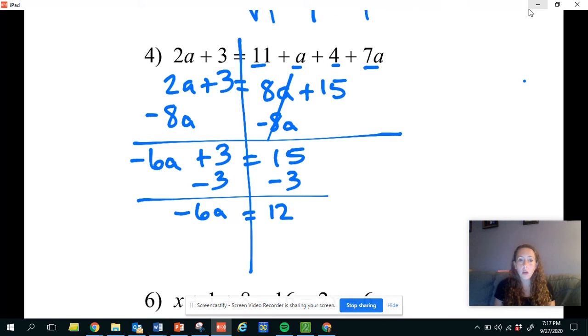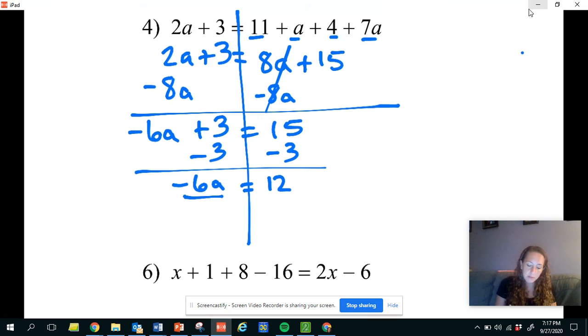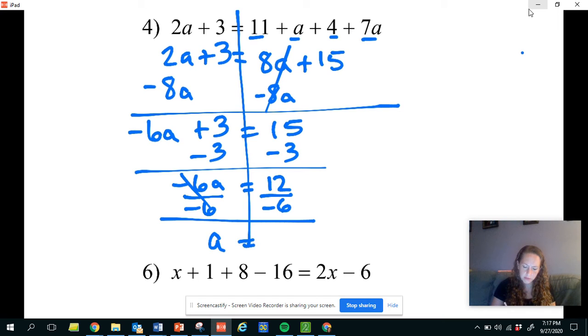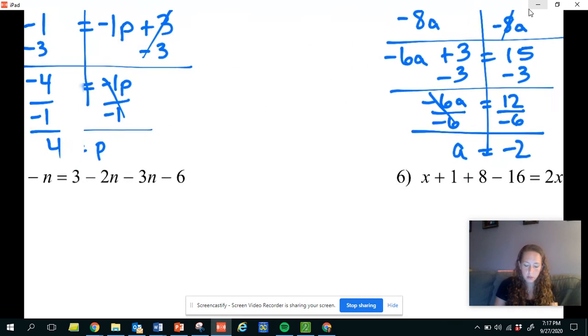And then negative 6a means negative 6 times a, so the opposite is dividing. So I'm going to divide both sides by negative 6. Always remember you have to do the same thing on each side of the equation. And you should only ever do it once per side, if that makes sense. That's just a mistake I see sometimes. So in this case, a equals negative 2. A is by itself, so we are done. I've got 2 more examples.